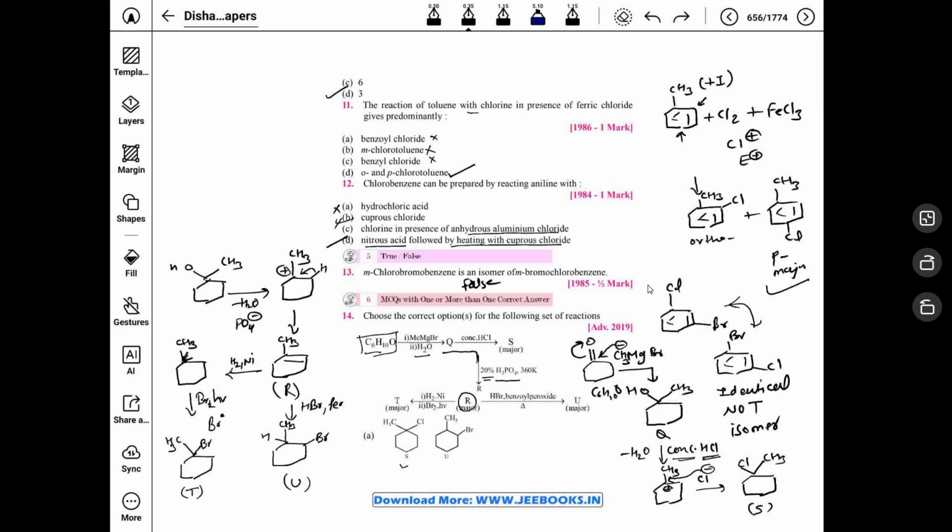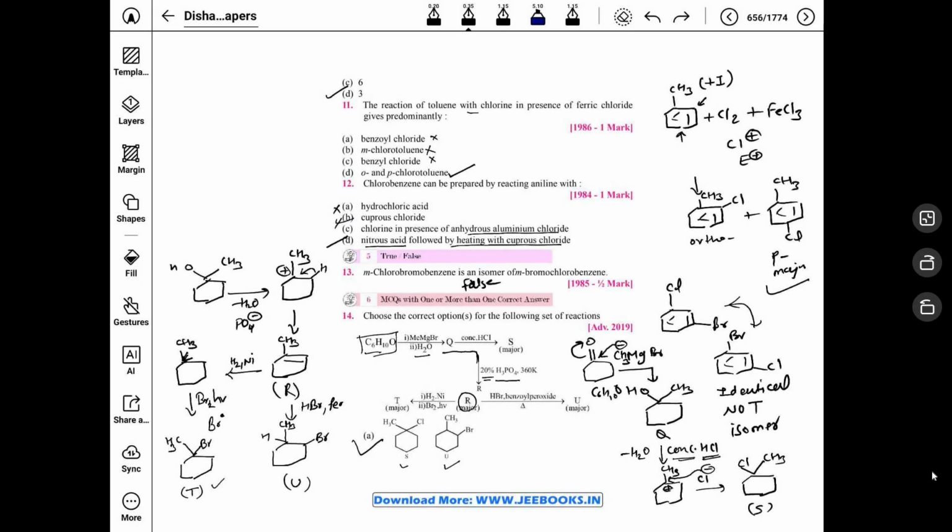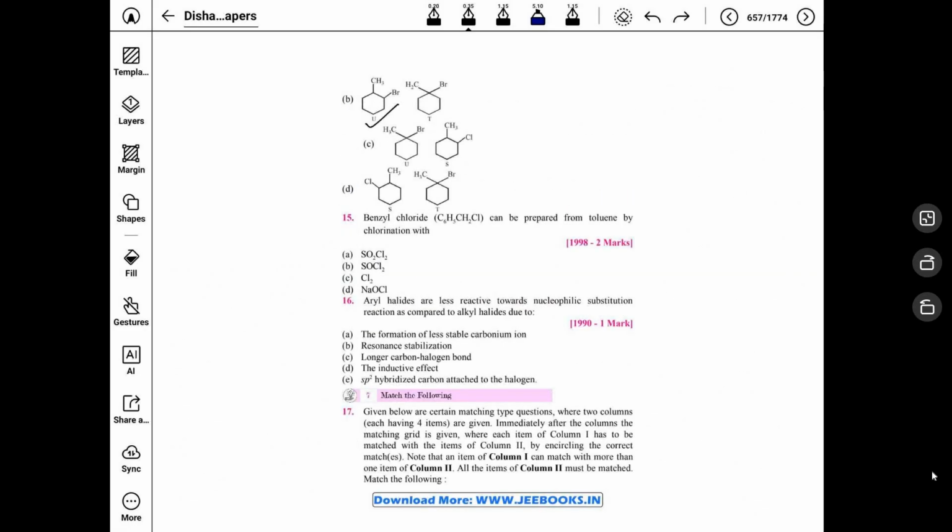So let's check how many correct answers are there. So S is this, yes. U, what is the U? Yes, U is the structure of U. So A is the correct answer. So B, in case of B, U is this, yes, this one is correct. And what about T? Let's check the T. What was the T? T is this one, yes, T is also correct. So A and B are correct.